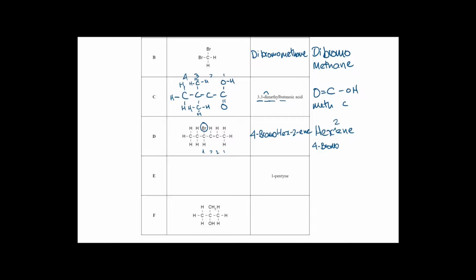Is there anything else which is complicating things? No, there's nothing else that's attached there, so I think that's what it is. 4 bromo hex-2-ene. A lot of information in that word there. It's a bit of a strange looking molecule. I'm not quite sure what that would be used for, but anyway.